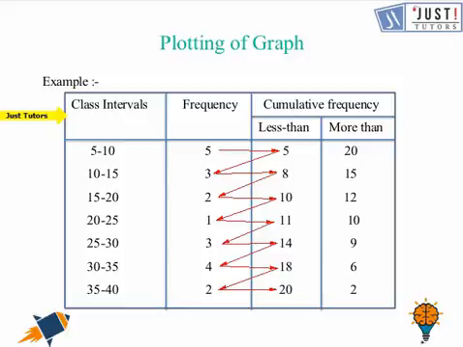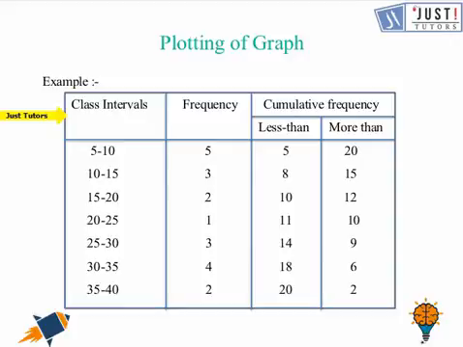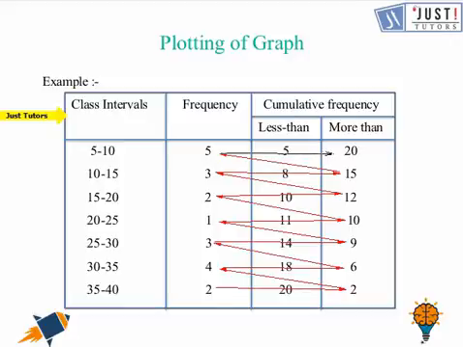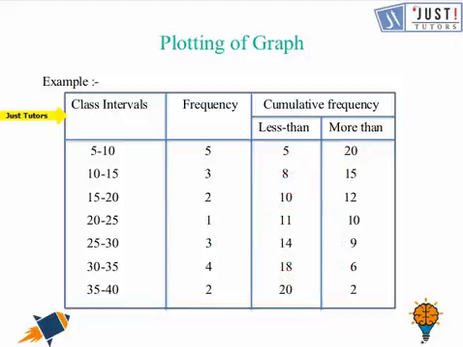Now let's see how we are supposed to work for the more than type. For more than, we start our working from the lower end. So the 2 remains the same. Then we add the number which is just above that. So 2 add 4 is 6. Add the 3, it's 9. Add 1, 10. Add 2, 12. Add the 3, 15. Add 5, it's 20. This is how we mark the more than type cumulative frequencies.